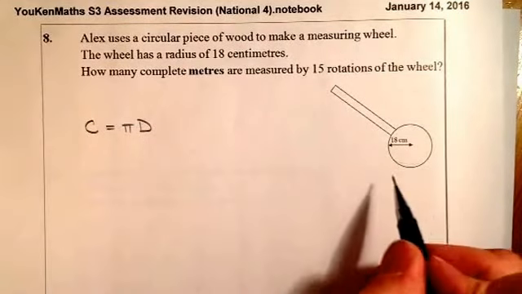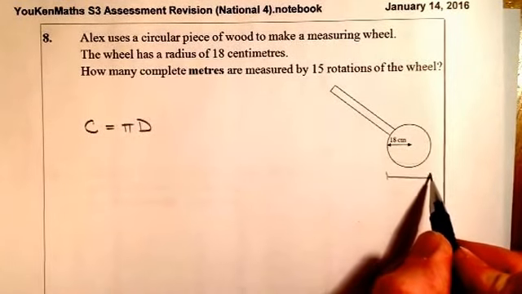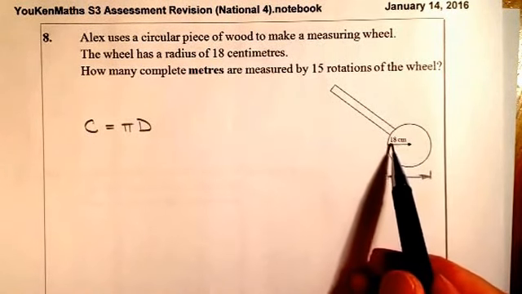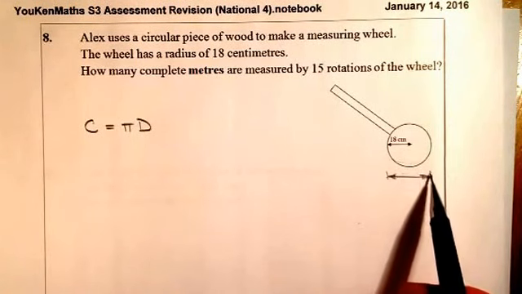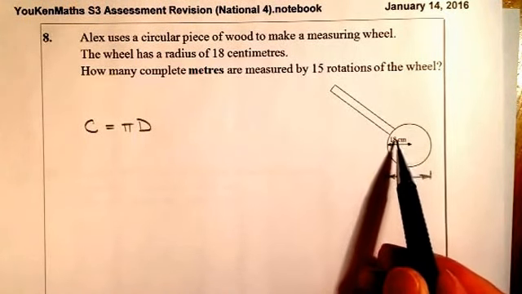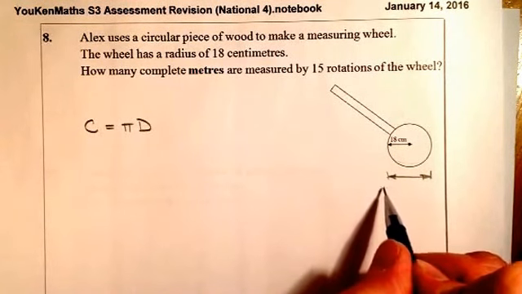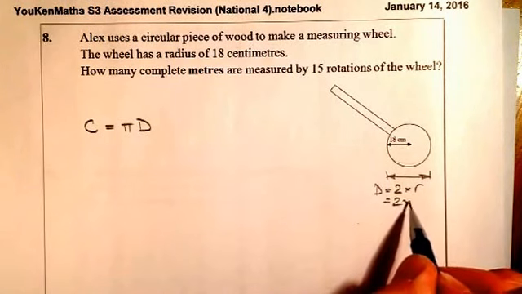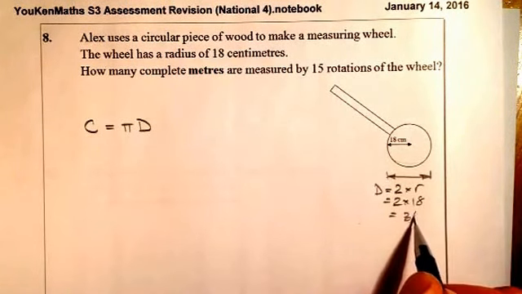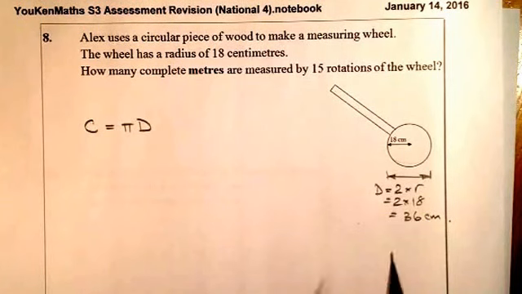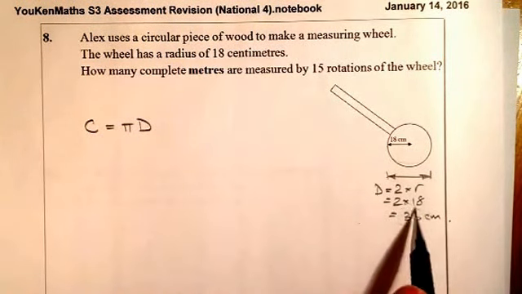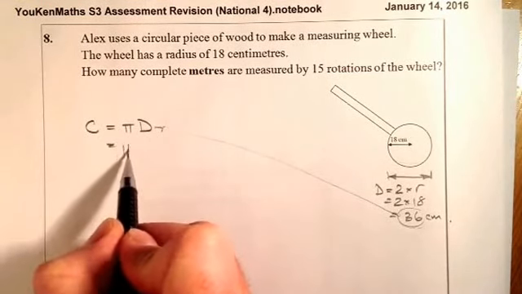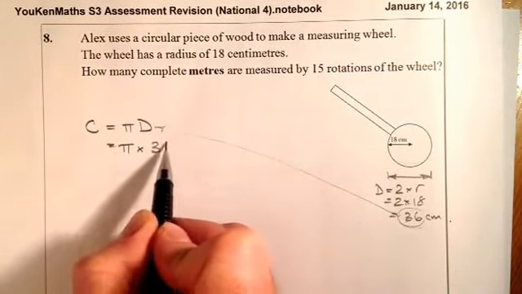Remember, d is the diameter, and the diameter is the distance all the way across the circle. And remember that the radius is only halfway across, diameter is all the way across, so I'm just going to double the radius. So the diameter is going to be 2 times my radius. So 2 times 18 is equal to 36 centimetres. So now what I'm going to do with that number, I'm going to substitute it into this formula that I've just got. So I've got pi times 36.